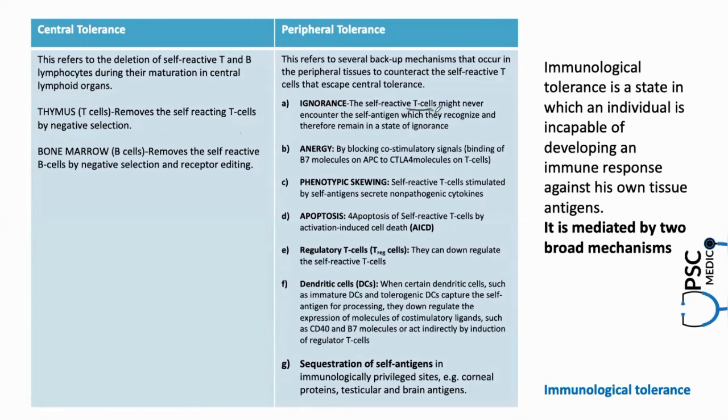So we're starting with peripheral tolerance. The self-reactive T cells might never encounter the self-antigen which they recognize, and therefore they remain in a state of ignorance. This is one thing. Next is anergy. Anergy is no response. It's similar to ignorance. Ignorance is they're not encountering the self-antigen again in their life. But anergy is even after looking at the self-reactive antigen.